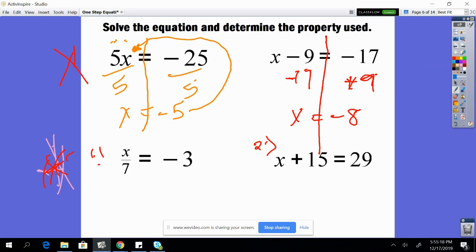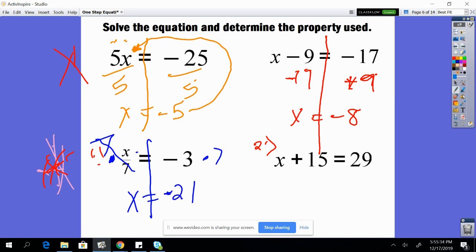Okay, going over this. This right here is division. So to negate division, we are timesing by 7. Timesing by 7. These now cross out. Sorry, I didn't draw my line. x equals -3 times 7, -21.